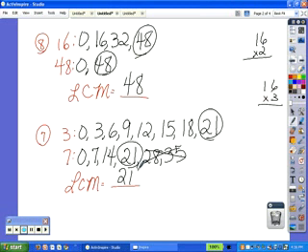But for now, remember, I do want to see your list of multiples because I want to have something to refer to, to make sure that you are truly understanding all of this work.